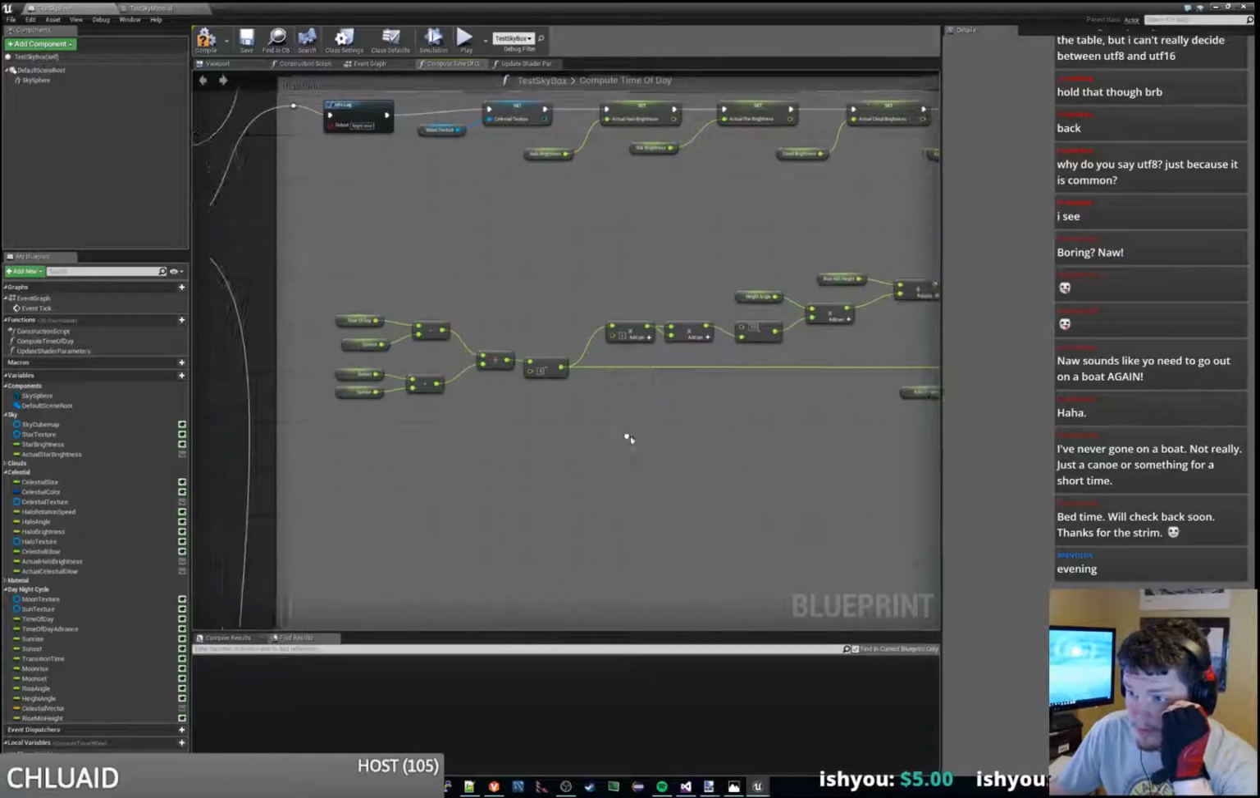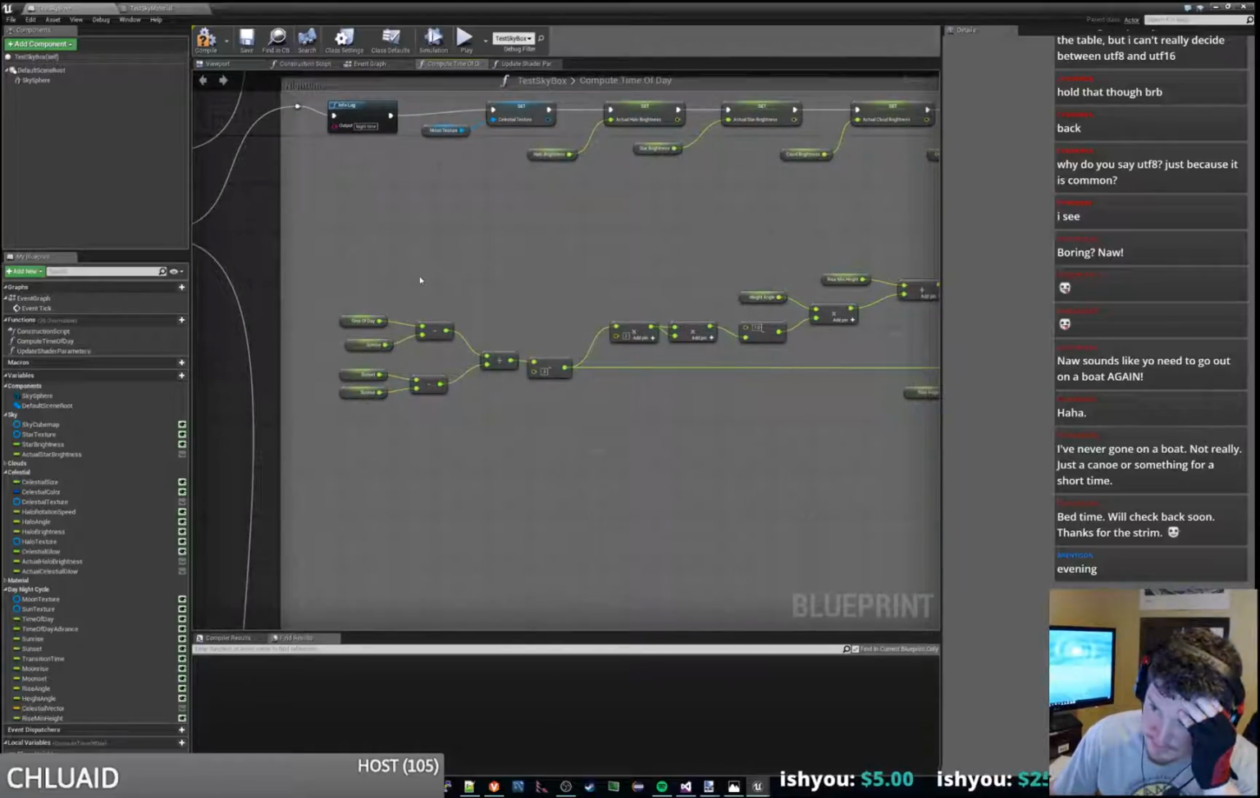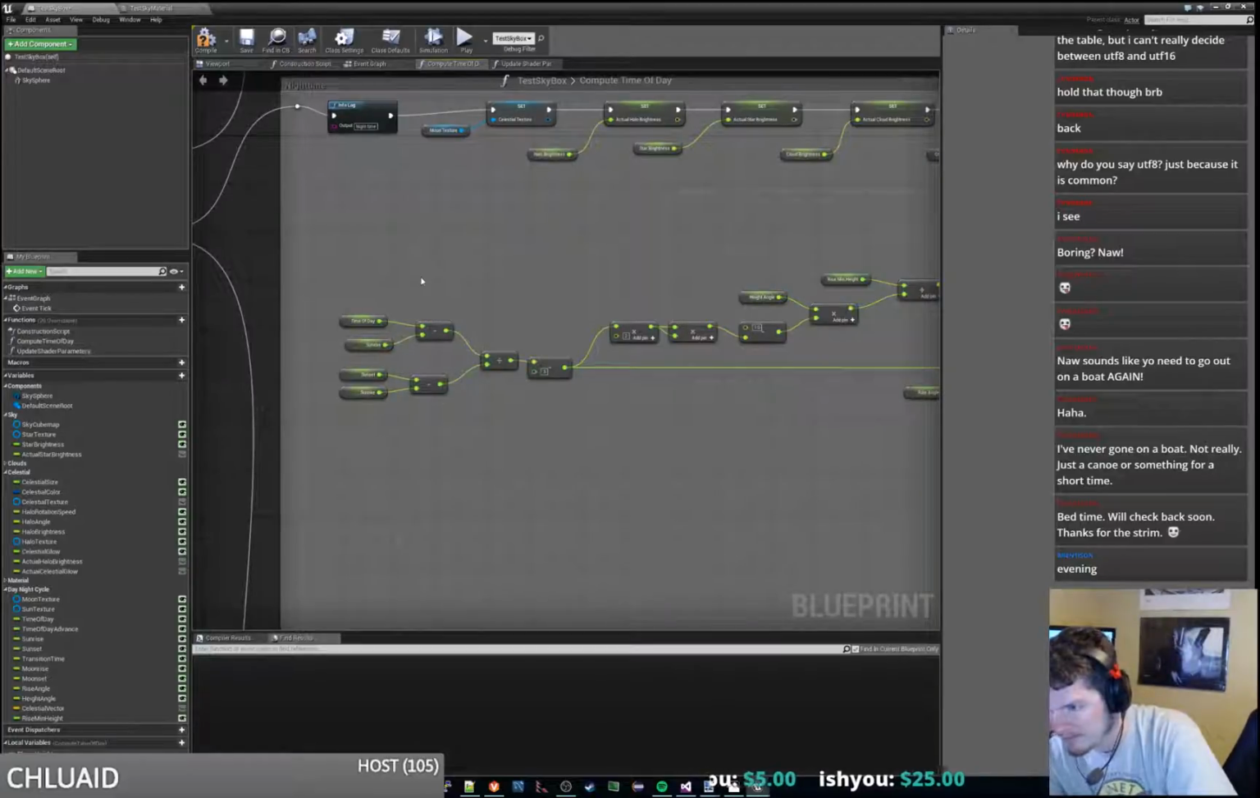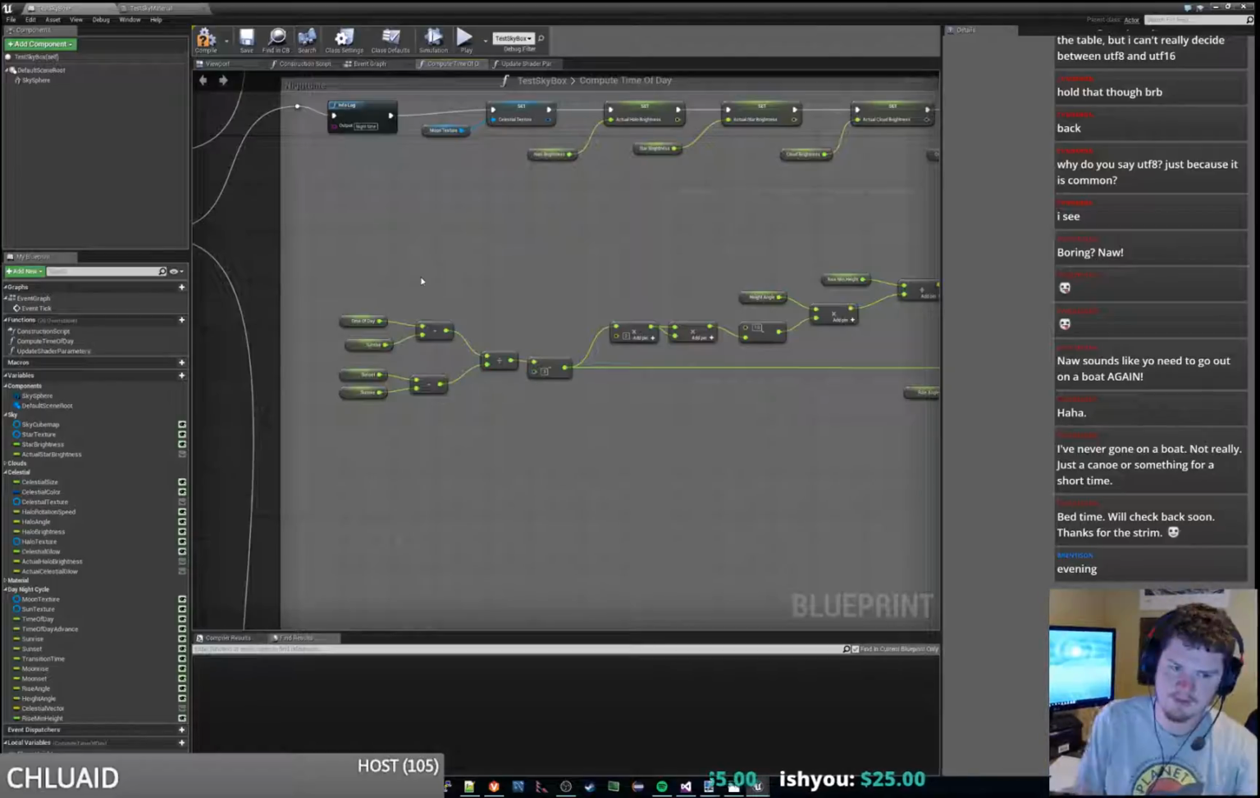Alright, so what we want is time of day minus sunrise. This is going to be more complicated because the time of day for night doesn't go from one number to another. It goes from, 7:30 or whatever.